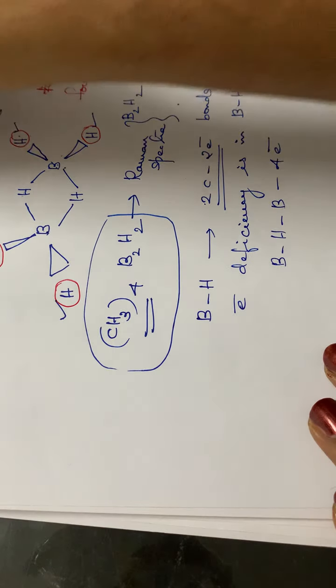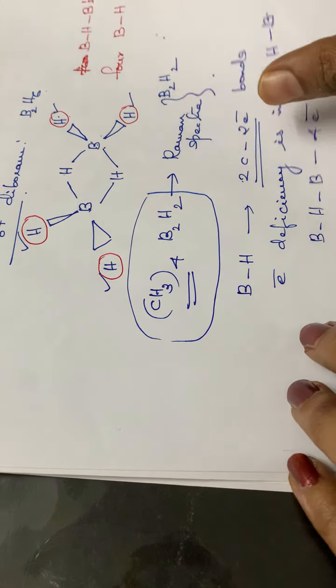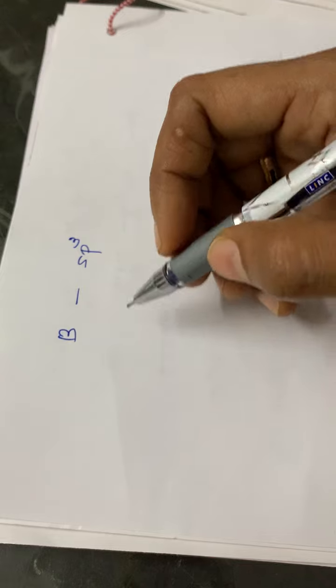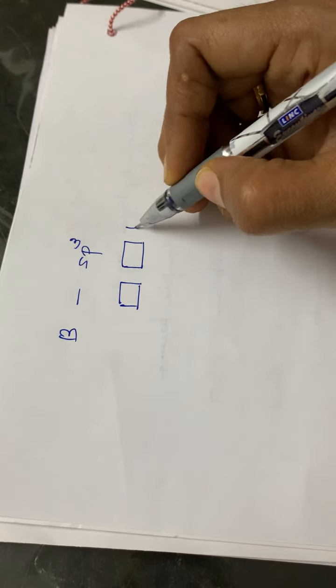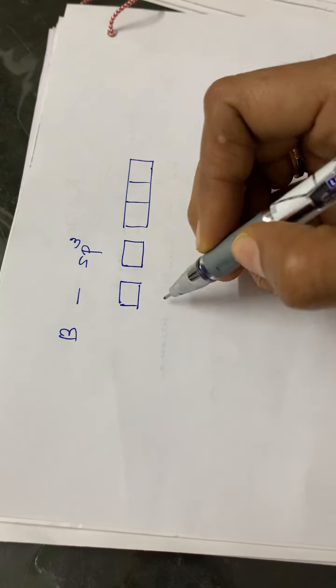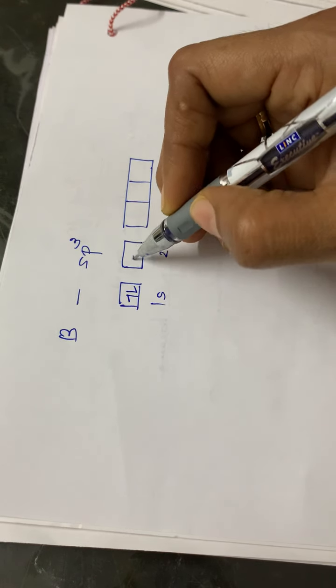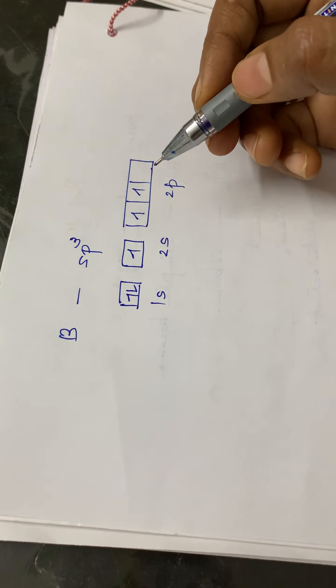And also see, while considering the hybridization of this molecule, the boron atom is having an sp3 hybrid orbital. Boron is having an sp3 hybrid orbital. That means boron, see the electronic configuration of boron, it will be like this: 1s, 2s, then 2p. 1s will be having 2 electrons, and 2s will be having 1 electron. Then 2px and 2py both are having 1 electron each.